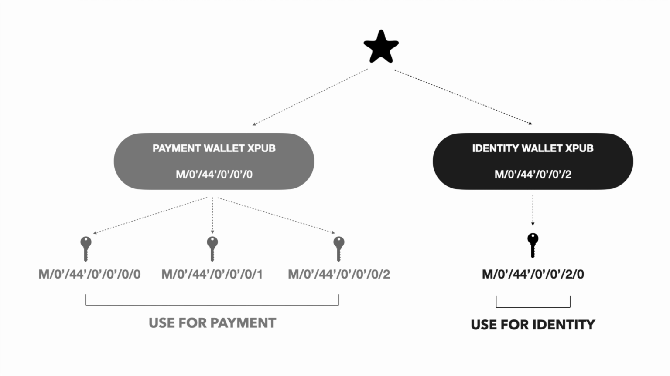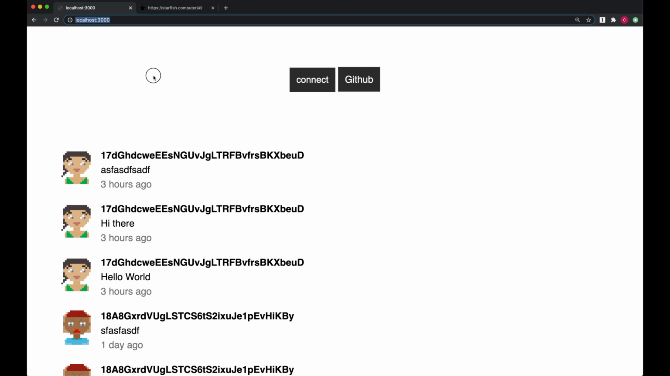Starfish only uses Bitcoin's cryptography to implement its identity system, which lets you derive all your identities from a single seed. So the developers and the users don't really need to know any of the details, and that's the whole point. Let's check out an example.